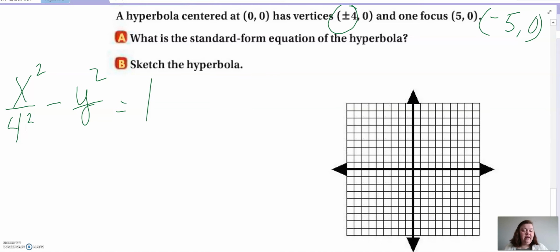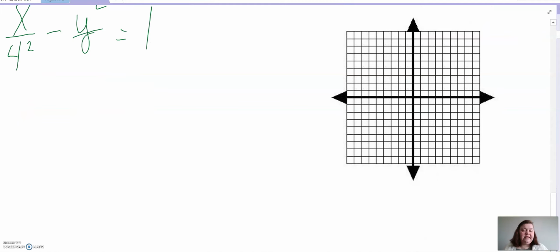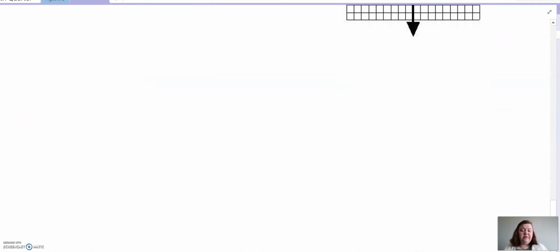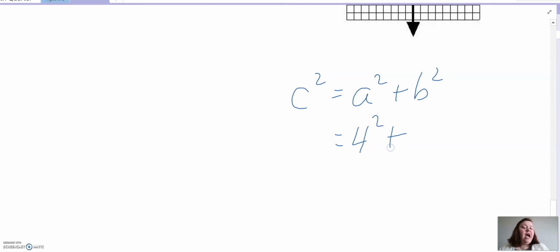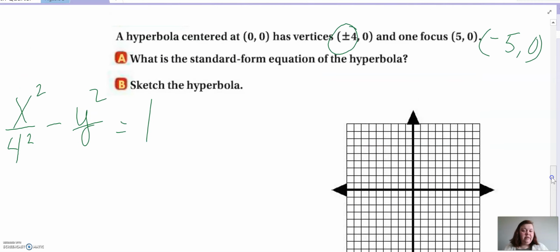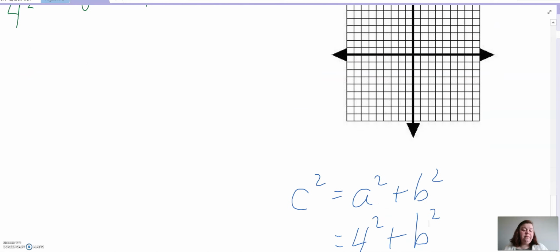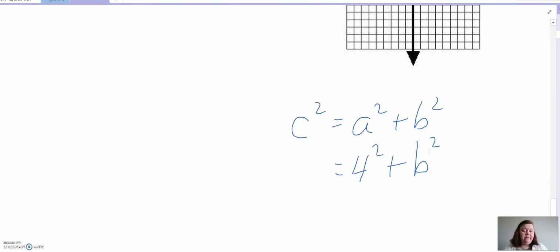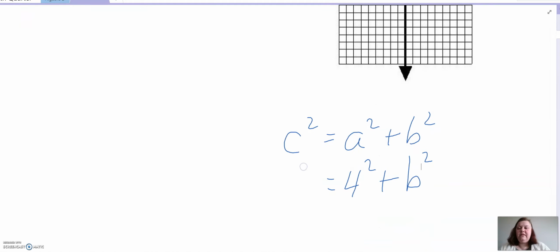And that's where that Pythagorean theorem, or c squared equals a squared plus b squared, comes into play. So I'm going to go ahead and do that work down here. So c squared equals a squared plus b squared. We just said that a is at plus or minus 4, so I'll have 4 squared here. I don't know what b squared is, that'll be b squared. And c goes with my focus. So we were told our focus is 5, 0, so c has to be 5. So here I'll have 5 squared.